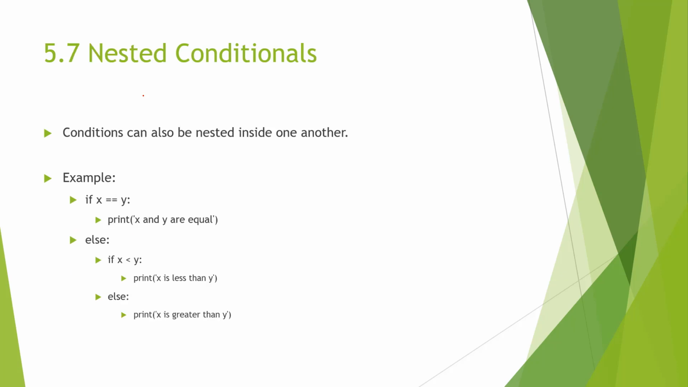So a nested condition is essentially an if statement that goes into an else statement that then nests an additional if statement. So if x equals y, then they're equal. Or else, in this example, if x is less than y, else x is greater than y. Those are called nested conditions.